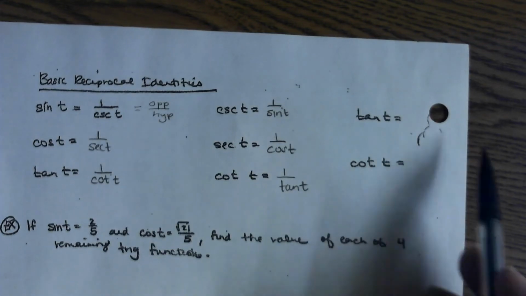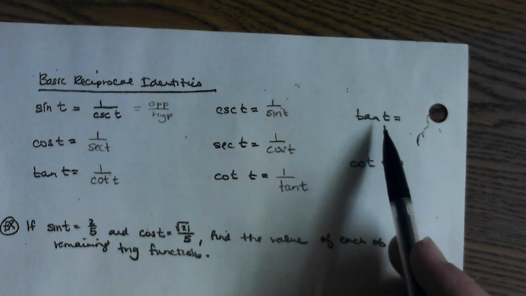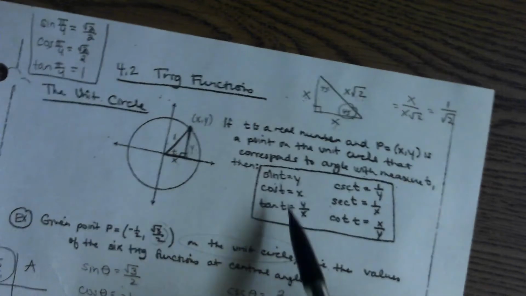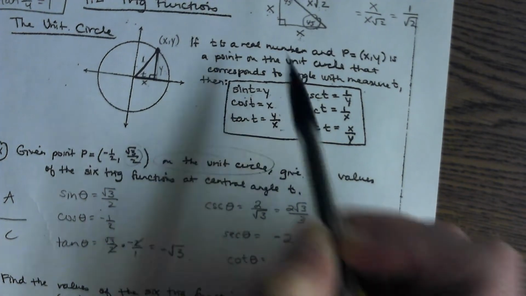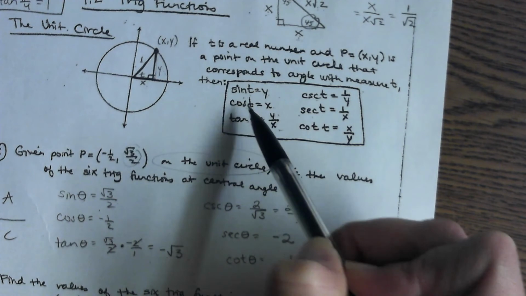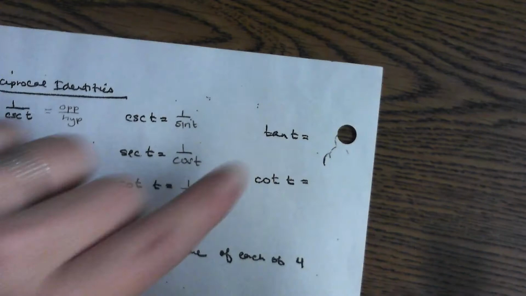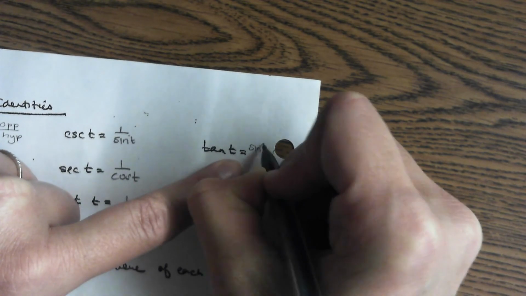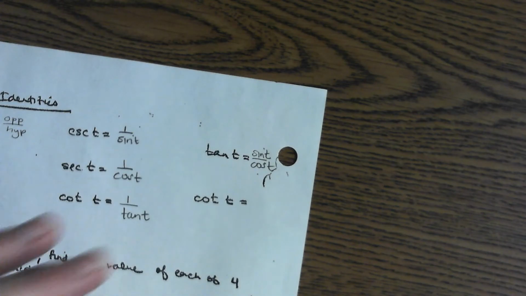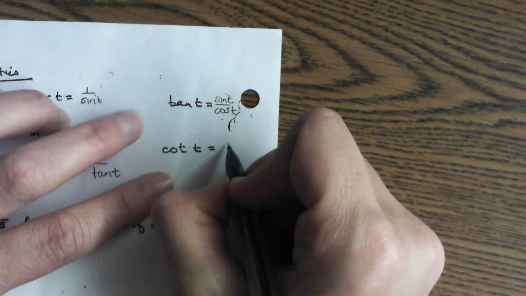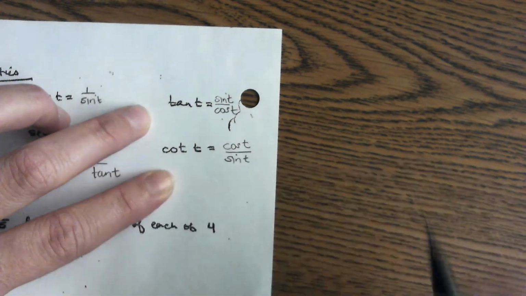Now I also wrote tangent and cotangent in a different way, because tangent, for the same reason that tangent is the y coordinate over the x coordinate in this scenario, tangent is equal to the sine over the cosine. So for tangent of t, I'm putting sine t over cosine t. And therefore, if cotangent is the reciprocal of that, it would be the cosine t over sine t.